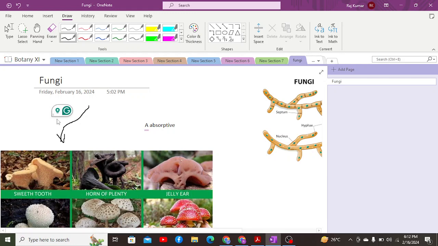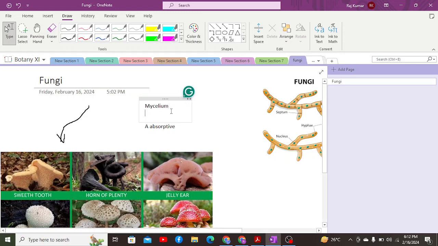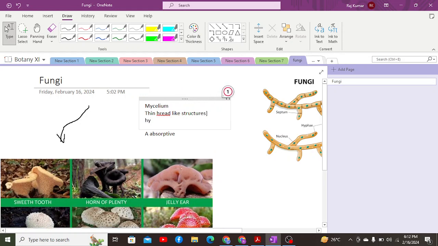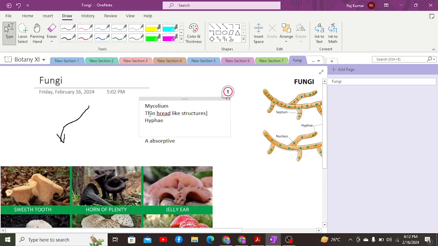Now, they have a body which is known as mycelium. They are all multicellular except one phylum, which is unicellular, Deuteromycota. We are going to discuss that. The mycelium is a simple body having several thin thread-like structures, which are known as the hypha. Sorry, hypha is singular and hyphae is plural.